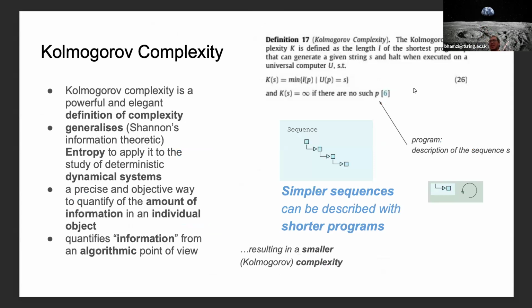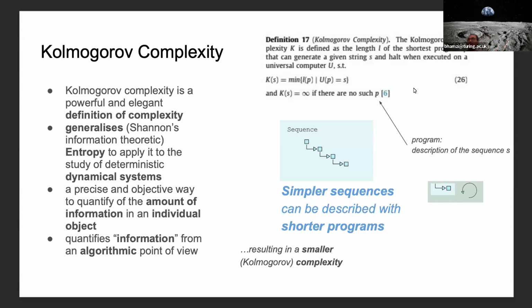So just a very simple definition here. Kolmogorov complexity is a powerful and elegant definition. It generalizes the Shannon entropy in ways that allow it to be applied to dynamical systems. And it's a nice, precise, objective way of quantifying information in objects from an algorithmic point of view.